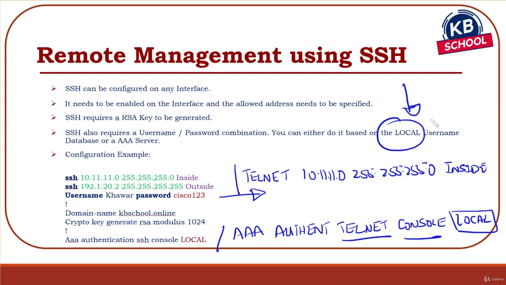It is case sensitive. So if you try to do AAA authentication, SSH console or Telnet console with the local specified in lowercase, it's not going to take. It's going to come back and tell you that the method is not found. So make sure you put the local in uppercase to point it to the local authentication database, which is right over here. All right, that's for SSH management.